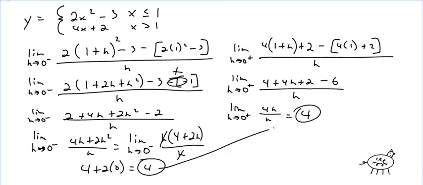Alright, sweet, look at that, man. The one-sided limits are the same. That means my slopes of these lines are the same. The slopes of the tangent lines at that point are the same. So does that make it differentiable?